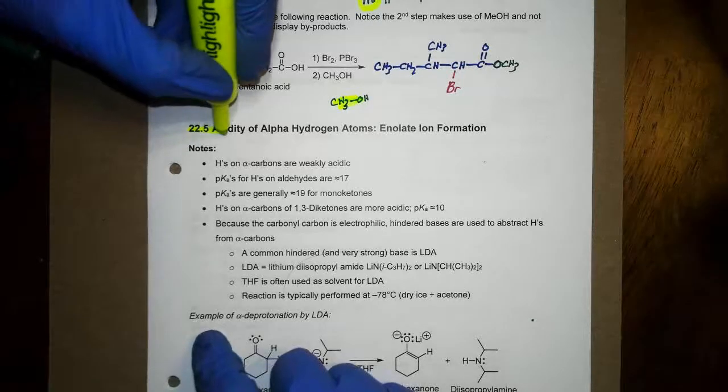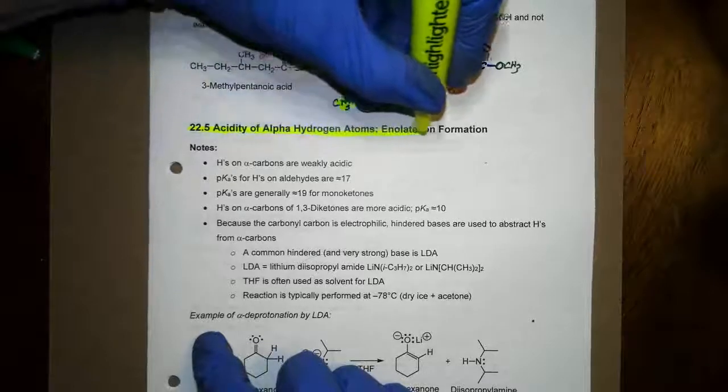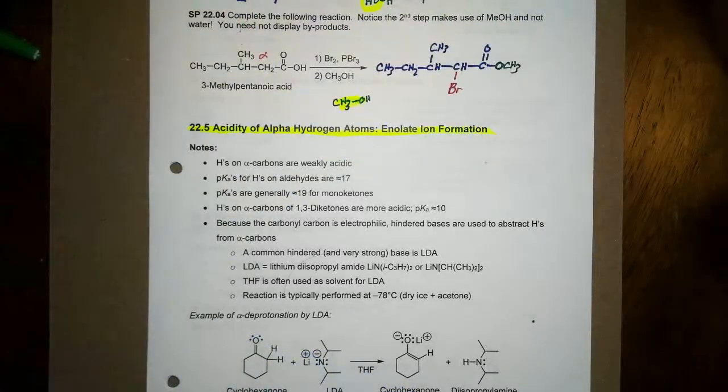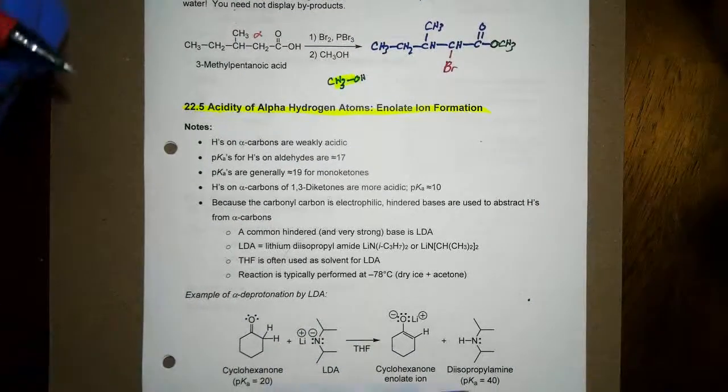So the next section is entitled 22.5, Acidity of Alpha Hydrogen Atoms, Enolate Ion Formation. Now we already went over that, but we didn't go over it in detail. Here we go over much more detail, and I'm going to talk about a special way to do this. So let's go through these bullet points one by one.